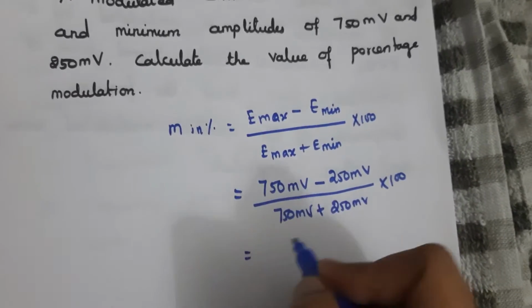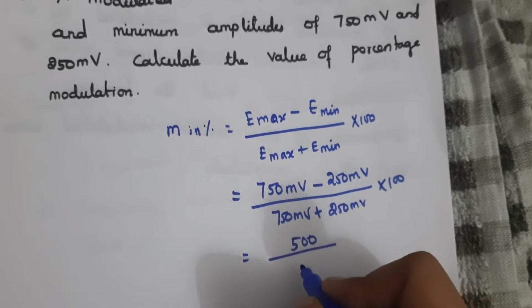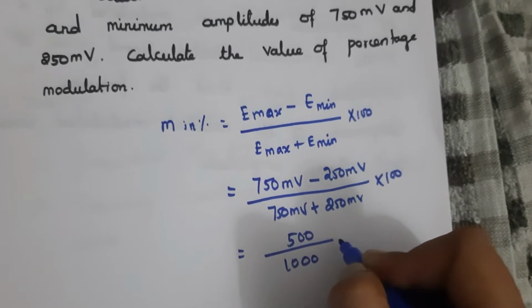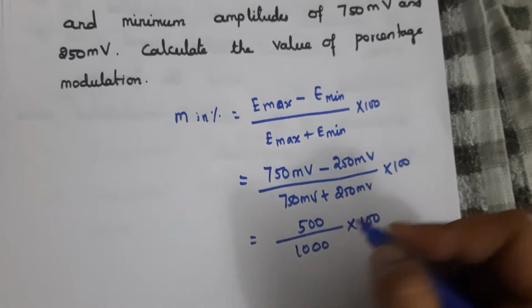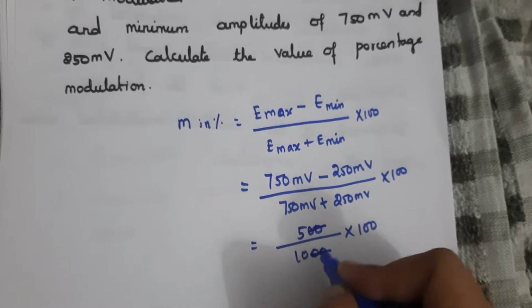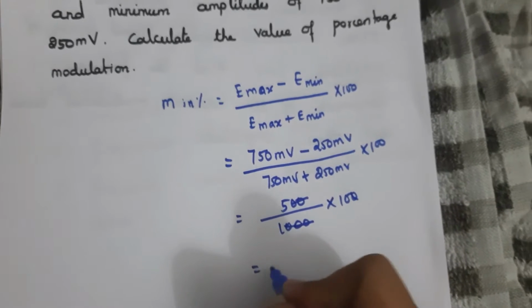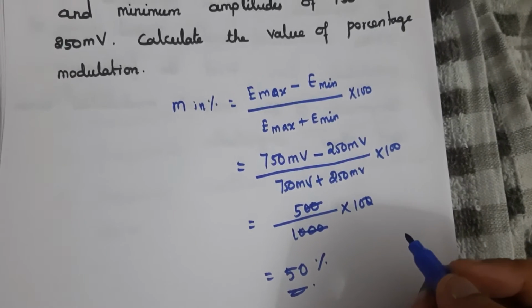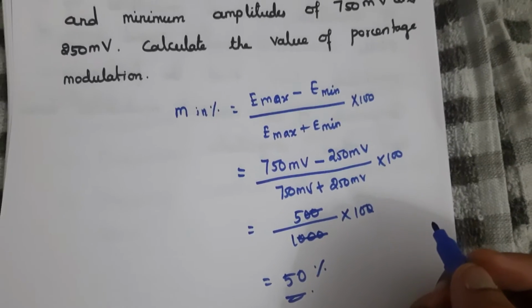So by solving this we will get 500 divided by 1000, millivolt gets cancelled, and into 100. So this becomes 50%. So the answer here is 50%. So the percentage of modulation is 50%.